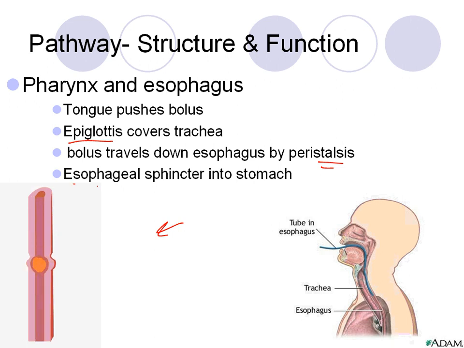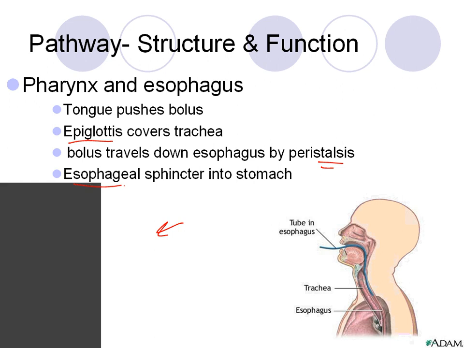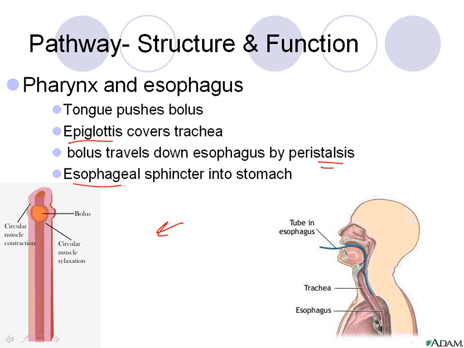So the very last thing that it's going to go through before the stomach is there's a little barricade, a gate, which is called a sphincter, and all it is is muscles that are going to contract to prevent food from coming back up and opening to allow food to go in.